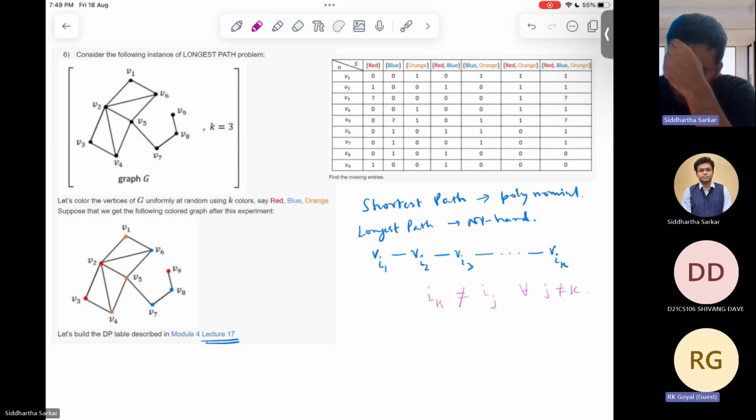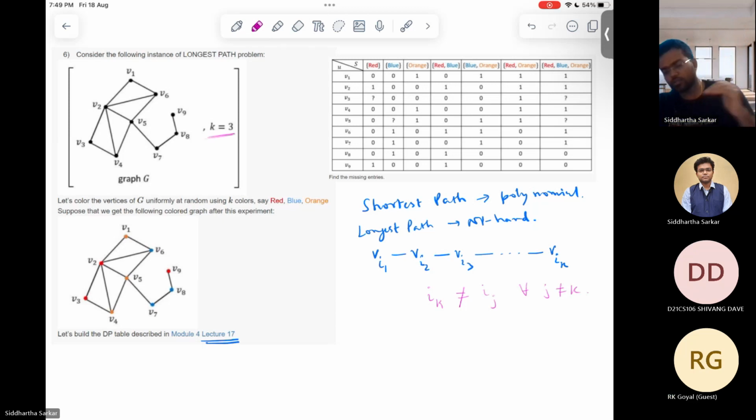So for this problem, there is a randomized algorithm which requires this dynamic programming module. So the question is, does there exist a longest path of size at least 3? So K is given to be 3. As we can see, this is true in this graph, but for large graphs, what they do is the following.